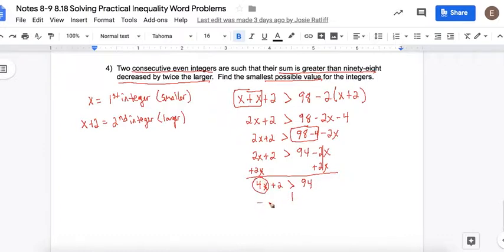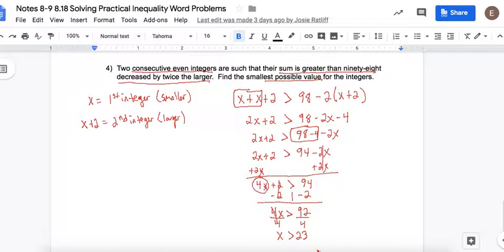Circle your variable and draw your t. The opposite of adding 2 would be subtracting 2. 2 minus 2 is 0. Bring down your 4x. And 94 minus 2 is 92. Not done. We got to divide both sides by 4. 4 divided by 4 is a 1 in disguise. So x has to be greater than 23.